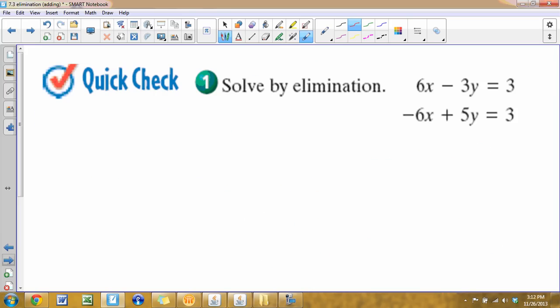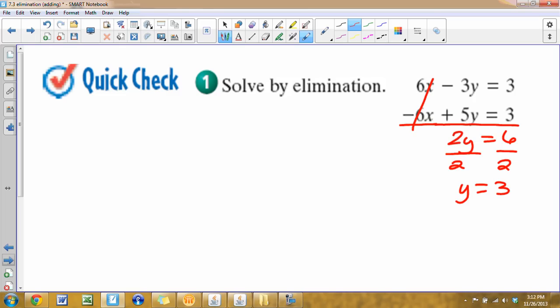Okay, let's try this one. Again, I'm going to look for something that I can eliminate. I'm noticing here that my x's this time are opposite of each other. So 6 and negative 6. When I add that together, I actually get 0. I'm not actually going to write a 0x. You don't need to. They just eliminate. But negative 3y and positive 5y gives me a 2y. 3 plus 3 is 6. Divide both sides by 2. And y is 3.